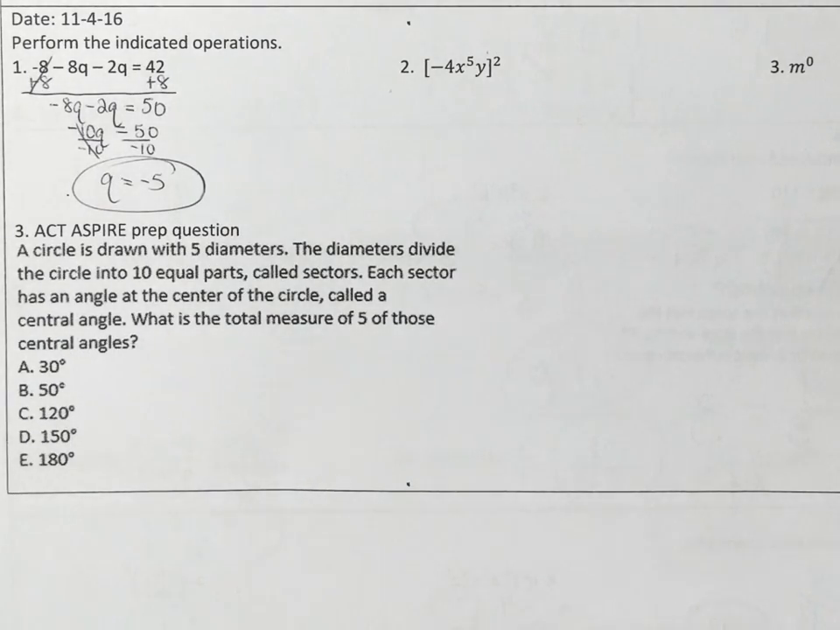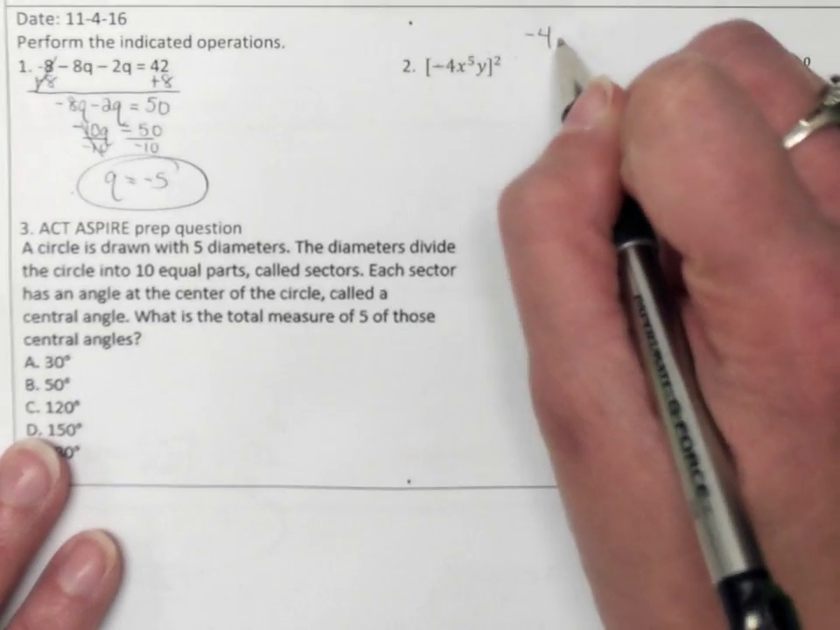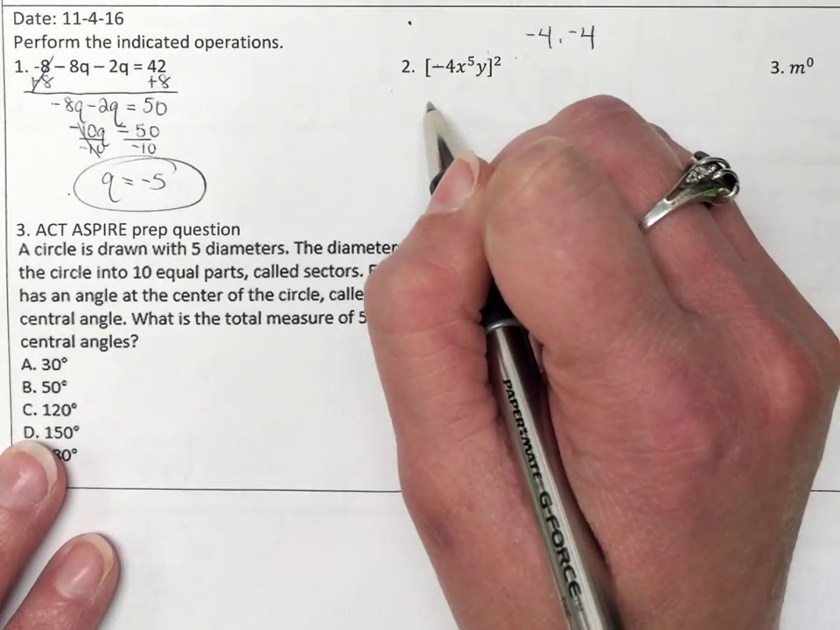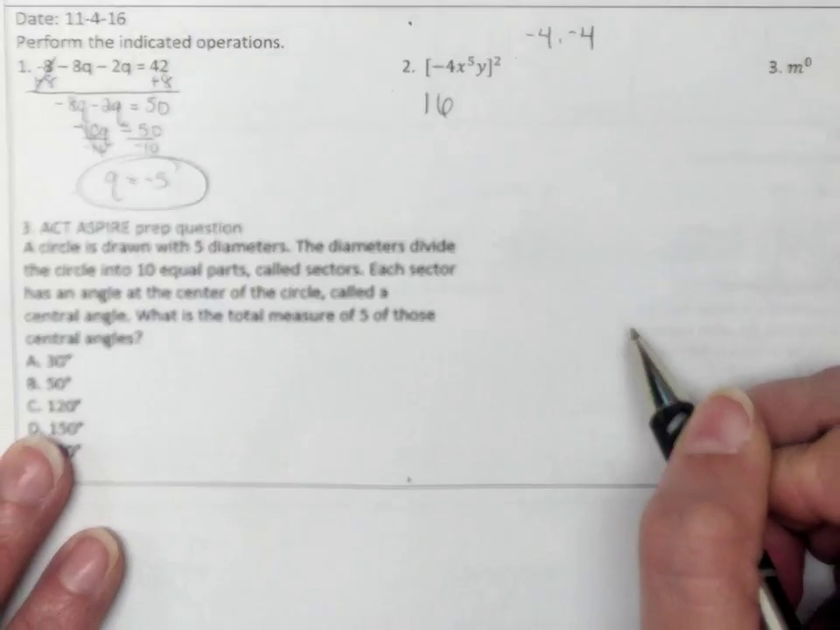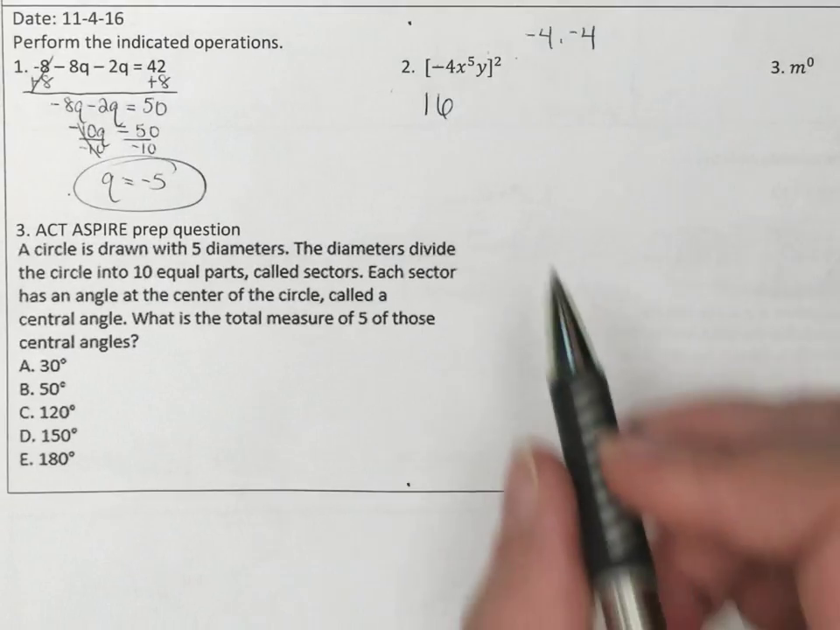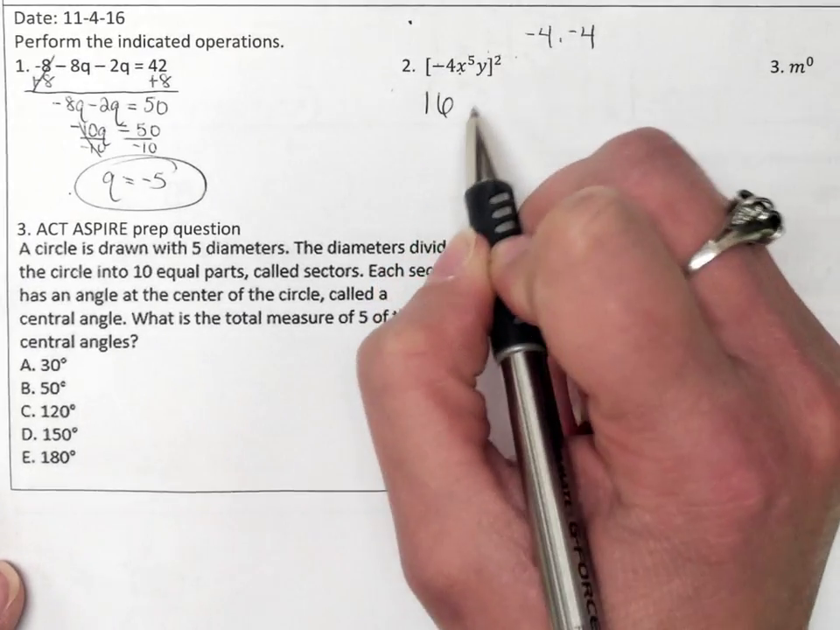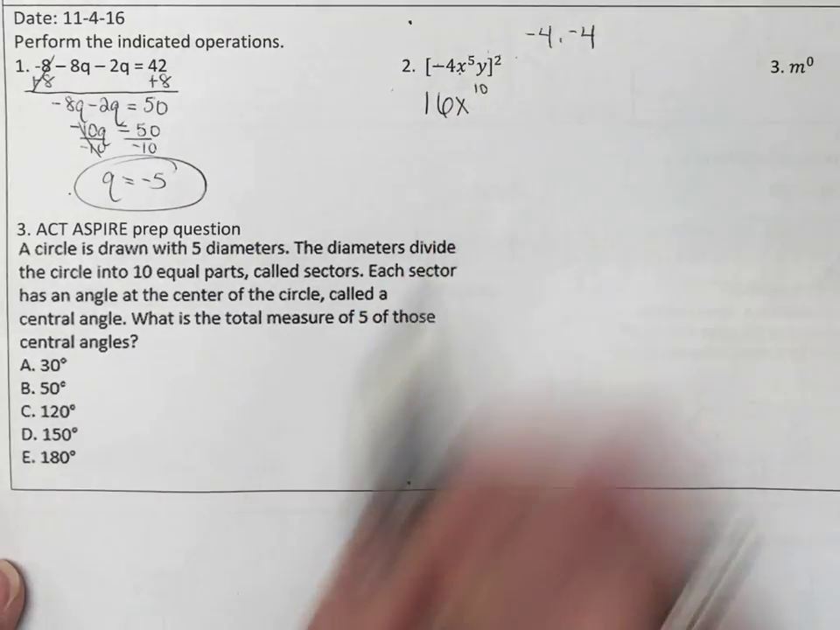All right, number 2. Here we go. Negative 4 squared is negative 4 times negative 4, which is positive 16. Now, when you multiply two negatives, make positive. All right, how many x's do I have? 1. So what do I do to the 5 and the 2? You multiply. There you go. 10. Very good.